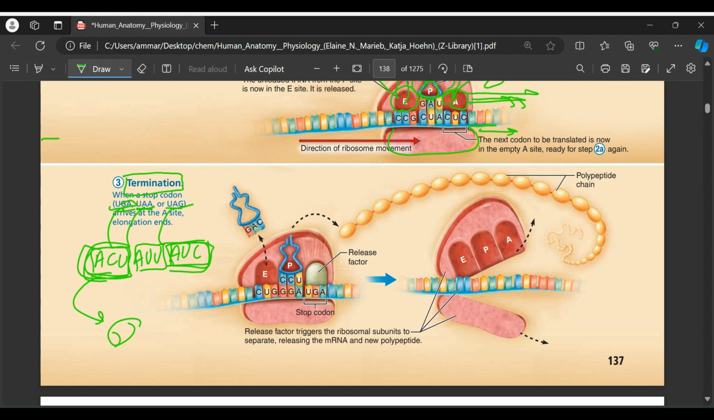And what will happen then? The release factor triggers the ribosome subunits to separate. So now the subunits separate. There's no attachment with the mRNA anymore, and the messenger RNA will be released, and the new polypeptide will be released. And now we will benefit from this polypeptide that the DNA informed the RNAs to make.